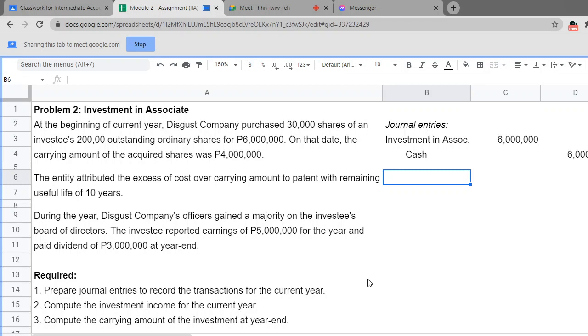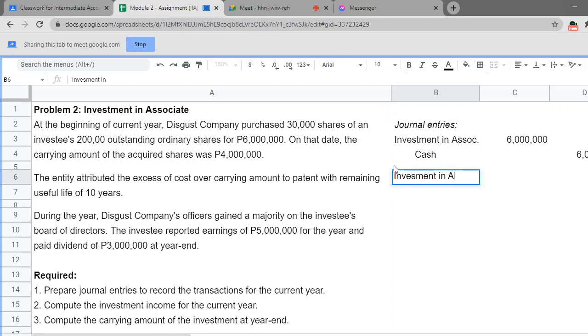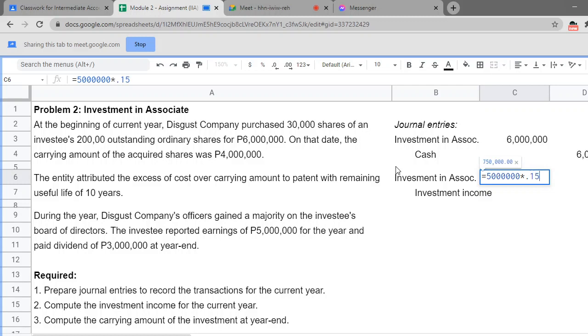So, the investee reported 5 million na earnings. So, that's share in profits. And if it's share in profits, we include it in our debit. Tama? Investment in associate for the share in profits. And ang partner niya is investment income. So, that is 5 million times 15. Tama? 15% lang man ang atuang ownership. That's 750,000.